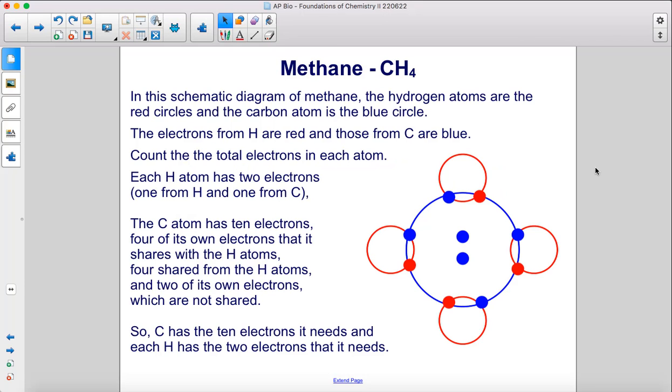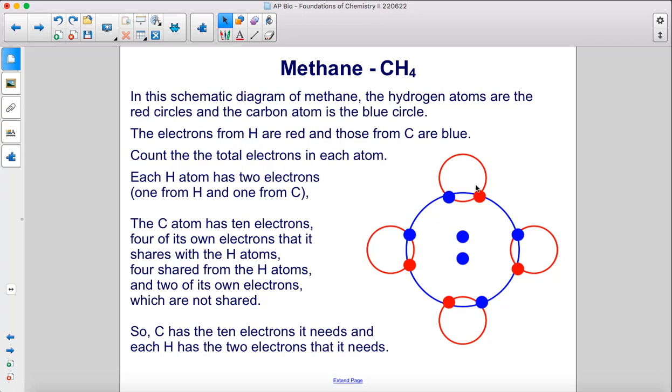In this schematic diagram of methane, the hydrogen atoms are the red circles and the carbon atom is the blue circle. The electrons from hydrogen are red and those from carbon are blue. Count the total electrons in each atom.